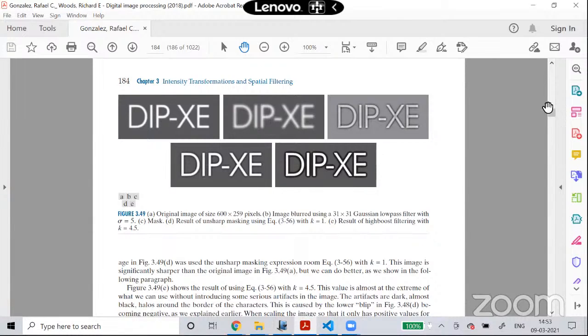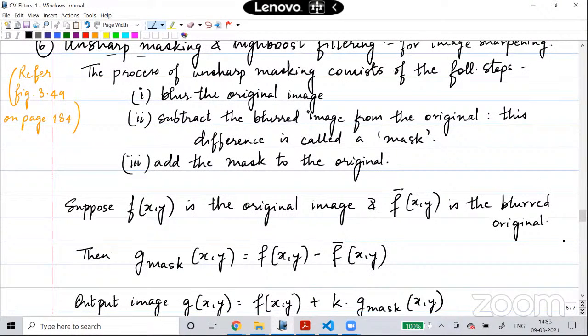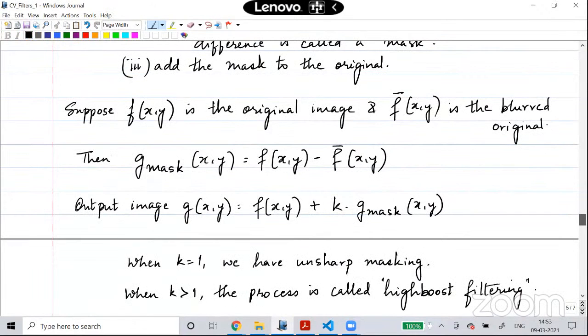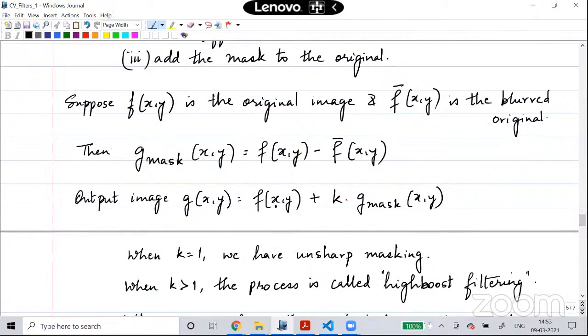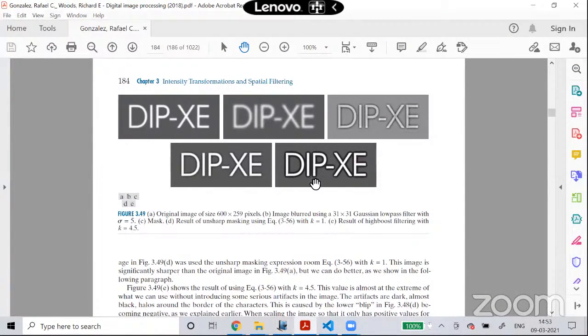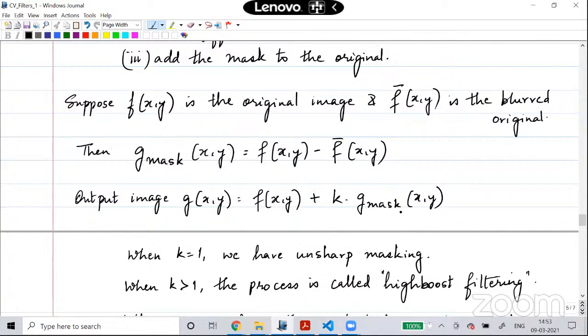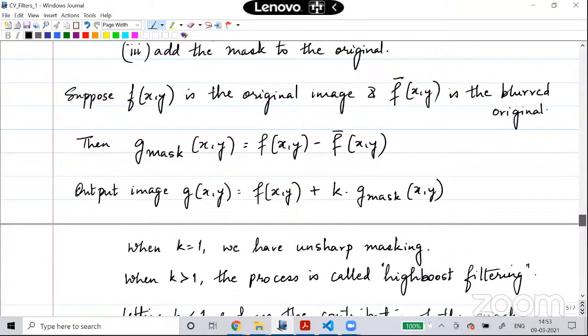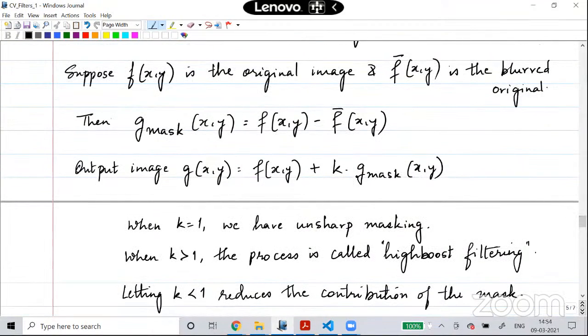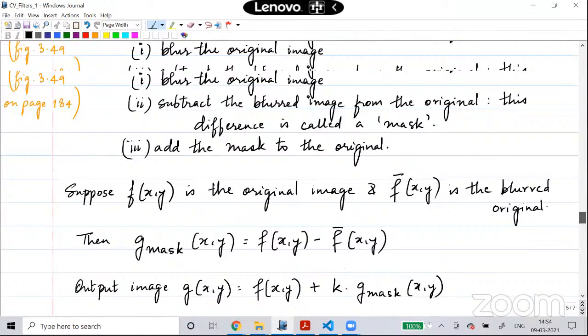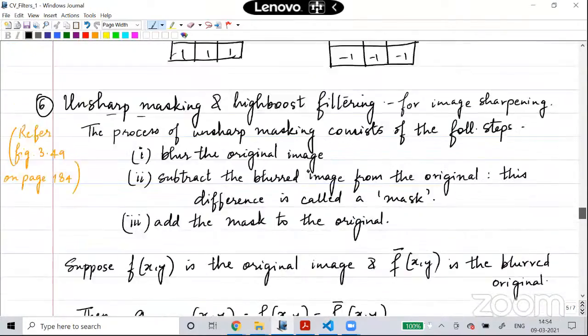The same thing you can do with a factor of k here. If k is equal to 1, we are simply adding this image to the original, then it is called unsharp masking. If k is greater than 1, you put some number greater than 1 here, which means you weigh the mask more than the image. Then that process is called high boost filtering. It will produce something like this. If k is taken to be less than 1, then you are reducing the weightage given to the mask and it doesn't produce any nice results. So k less than 1 is never taken. Either you take k to be 1 or k to be greater than 1. So that is this process of unsharp masking. But as I said, I want to come back to gradient filters.